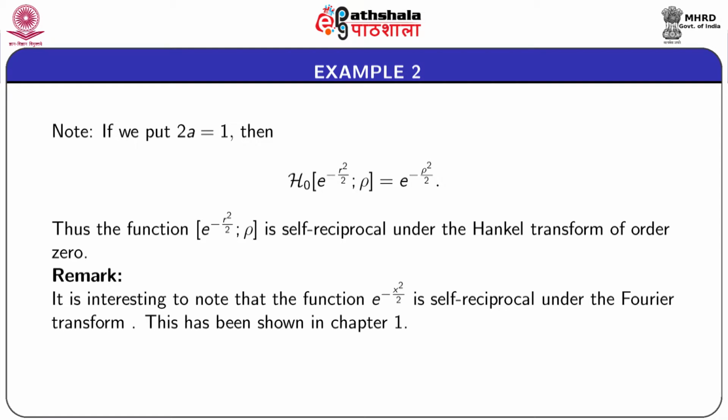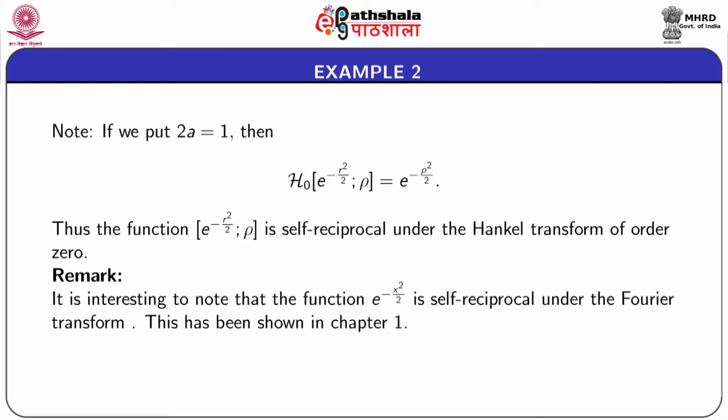Here we may note that if we put 2a equal to 1, then the Hankel transform of e to the power minus r square by 2 is e to the power minus rho square by 2. So, we can see that the function e to the power minus r square by 2 is self reciprocal under Hankel transform of order 0.